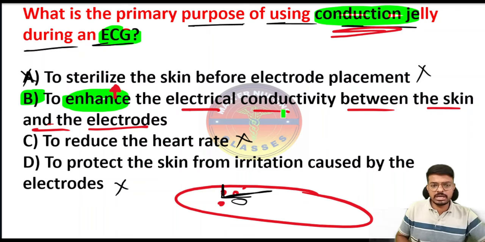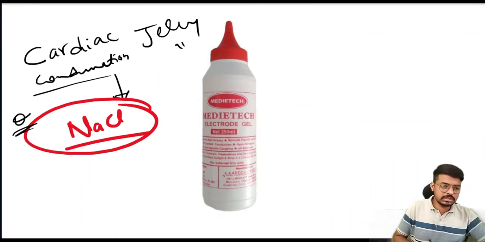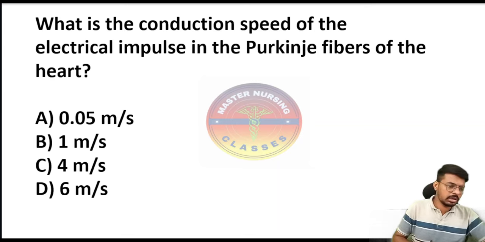So it enhances the electrical conductivity between the skin and the electrodes, so that the ECG machine can easily capture the signals. Clear, I hope. And this question may come in the exam. The conduction jelly or the cardiac jelly is made up of sodium chloride. Now answer this question.